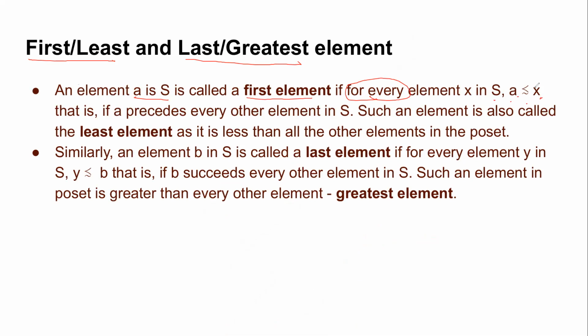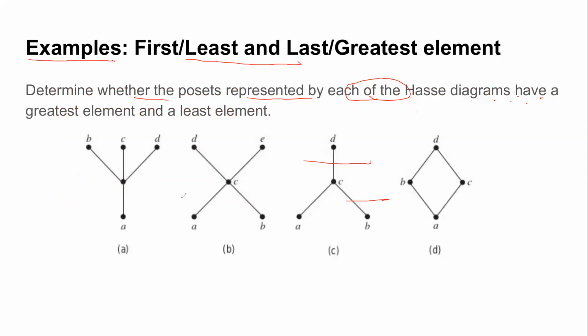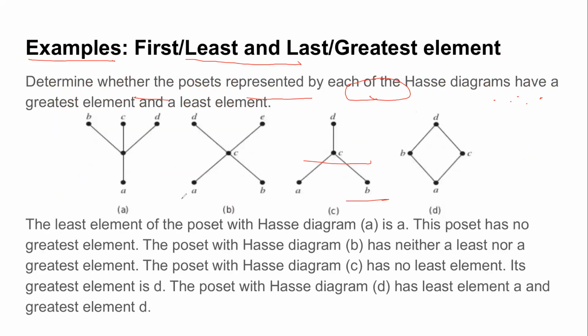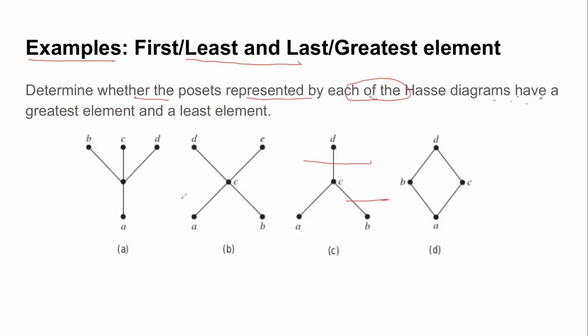Definitely the first and last element will always be unique. What we want is that every element should be greater than it. Similarly, the last or greatest element is one if nothing succeeds it. You can say that if all elements are less than this given element B, only then can we say it is the last or the greatest element. Let me show it with an example itself. Consider this example.